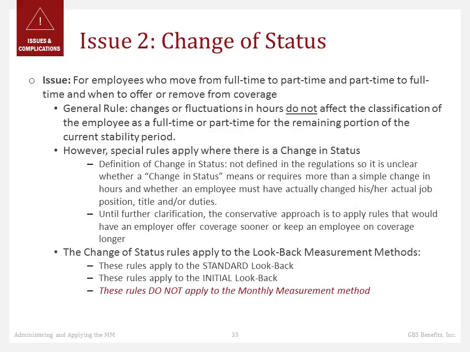Until further clarification, the most conservative approach is to apply the rules that would have an employer offer coverage sooner or keep an employee on coverage longer, because you're being conservative and you're being safe. However, you can choose how you define change in status for now, as long as it's reasonable. And you're going to want to clarify that and then apply it consistently.